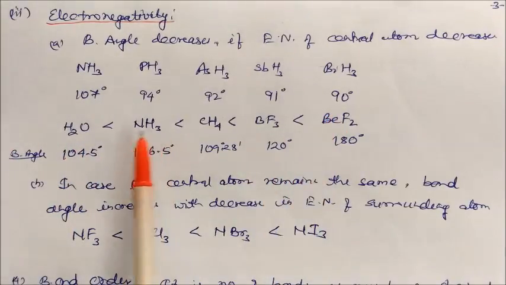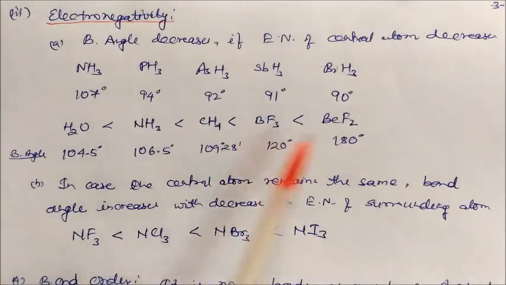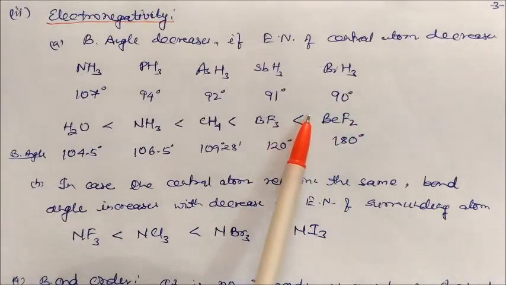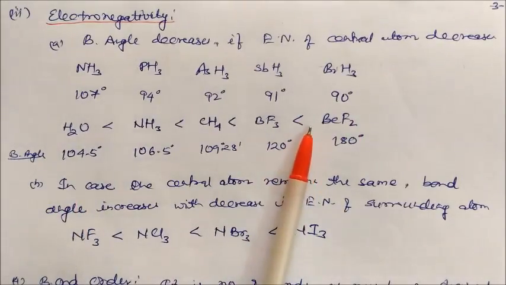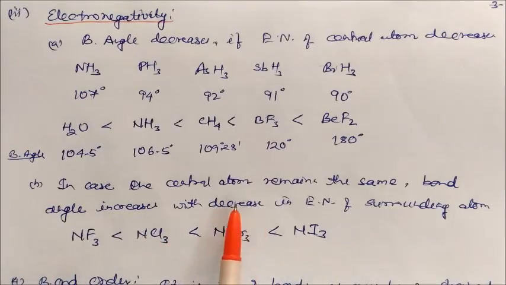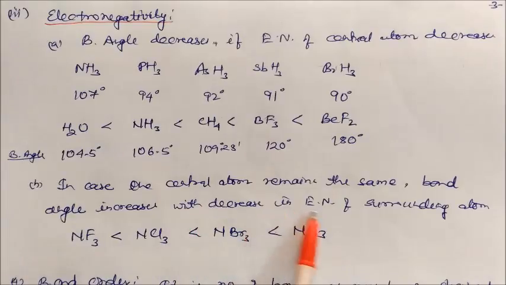So we are going along a period from group 17 to group 2. It is decreasing from the right-hand side of the periodic table to the left-hand side. In case the central atom is the same, the bond angle increases with decrease in electronegativity of the surrounding atom. Like you can see, the central atom is same, but the size of F3, Cl3, Br3 is increasing. So bond angle will also increase, because the electronegativity of the surrounding atom is decreasing. That's why bond angle is increasing.